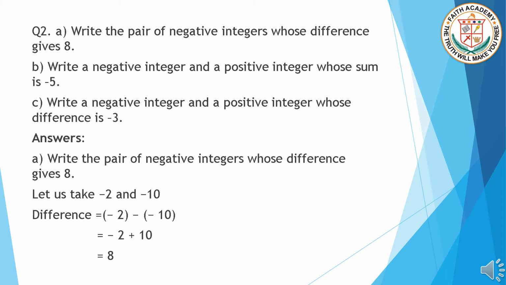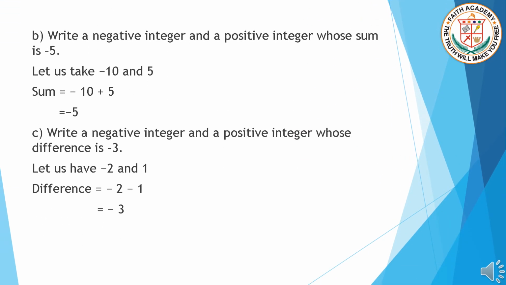And minus 2 and plus, because there are two different signs, we will again use the rule of sign and we will subtract the numbers but put the sign of the greater number. So it comes out to be 10 subtracted by 2 gives us 8. But because 10 is the greater number, we put the sign as positive, and so we get the answer as positive 8. Now the next part says write a negative integer and a positive integer whose sum is minus 5.